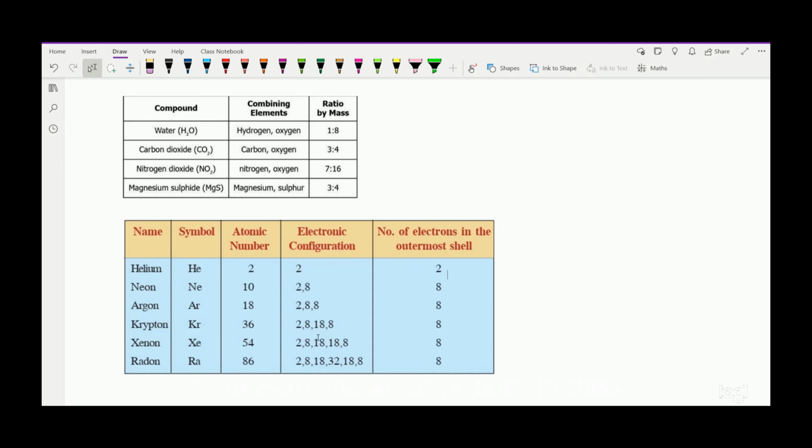Hello everyone, welcome back to class. And in today's lesson of chemistry, we will be entering into a new topic of chemical bonds.